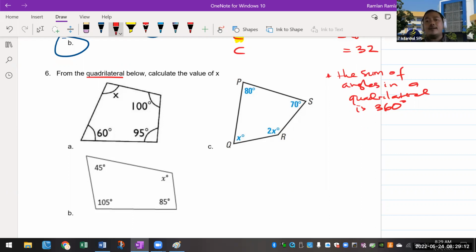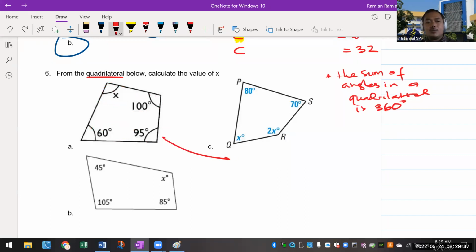The only difference is that when you add them, that will be 360. Previously, because it's a triangle, if you add them, they will be equal to 180. For this one, if you add them, they will be equal to 360. Okay, now let's go to number 6A. So number 6A would be these four angles, right? So if I add them up, that will be equal to 360.